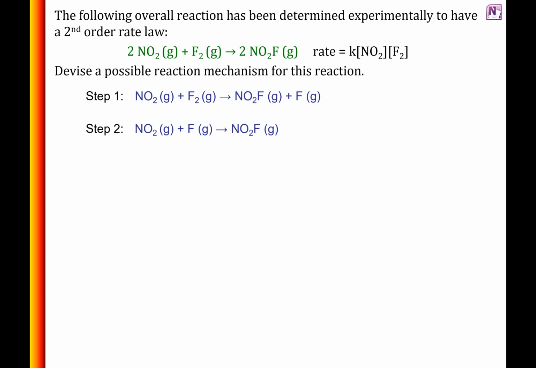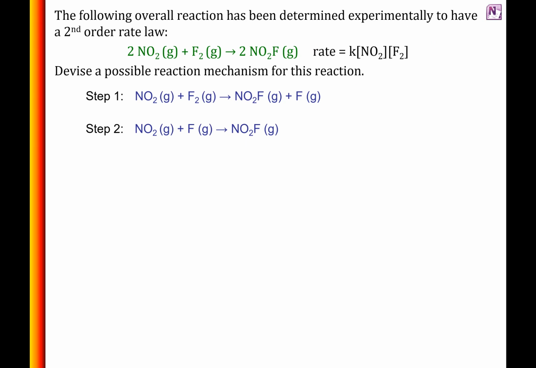So with this problem, it says the following overall reaction has been determined experimentally to have a second order rate law. They give us the reaction NO2 combines with fluorine to give us NO2F. And they give us a rate law, and they give us two steps. What they want us to do is prove this rate law based on these steps.